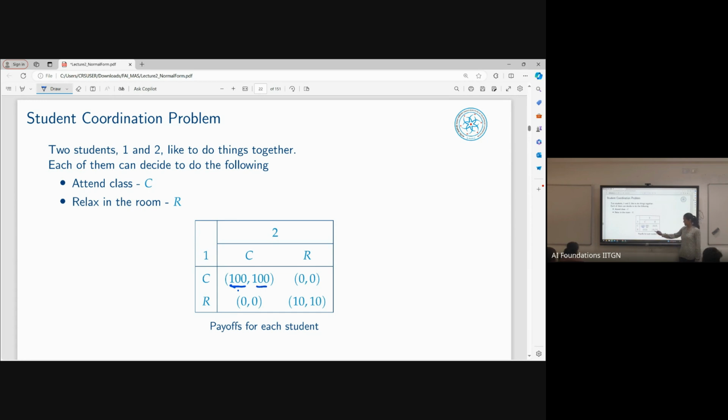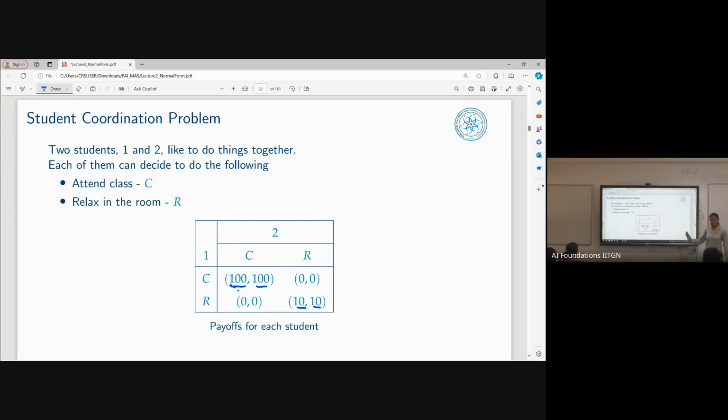If both of them relax in the room, they get a payoff of 10. Since both of them like to do things together, if one of them is attending the class and the other is relaxing in the room, none of them get any utility. And likewise for the other. Right? So this is a student coordination problem.